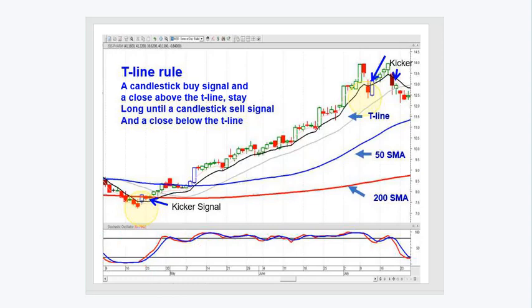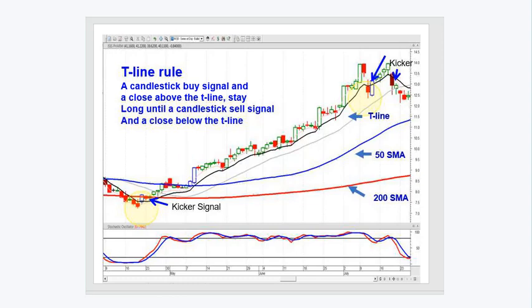This is why I'm trying to show the T line, because we will be doing a Triple T training, not this Saturday, but the next Saturday, November 19th. It will be a full day training. And essentially what we will be doing is going through hundreds of charts of all the different signals and patterns that develop from candlestick signals.